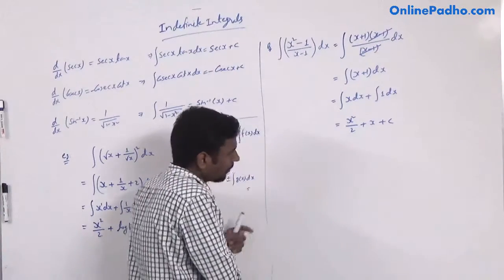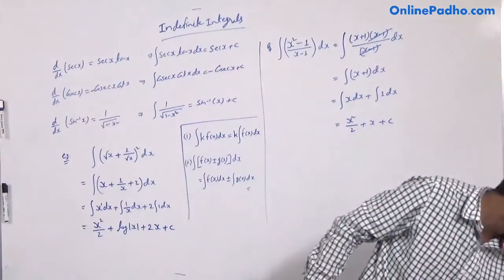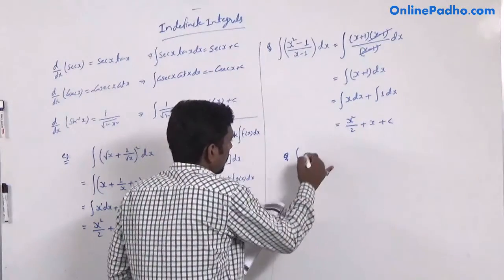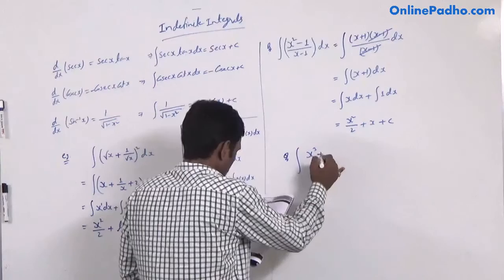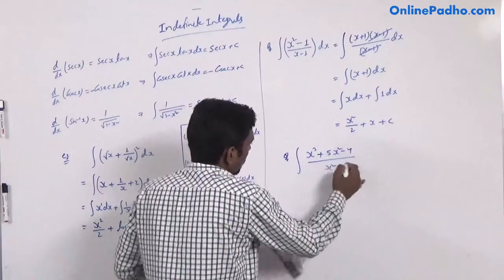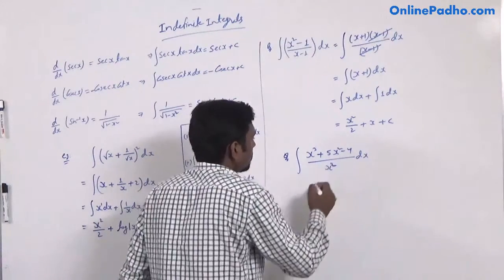Let us discuss one or two more questions of algebraic function, like the question is integration of x cube plus 5x square minus 4 divided by x square with respect to x. How can we solve this integration?